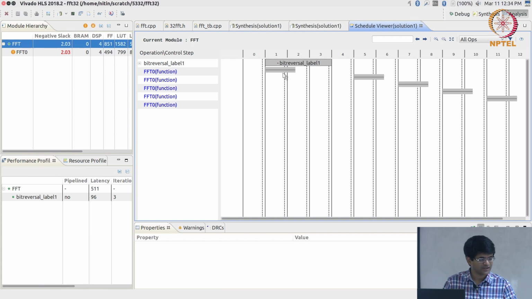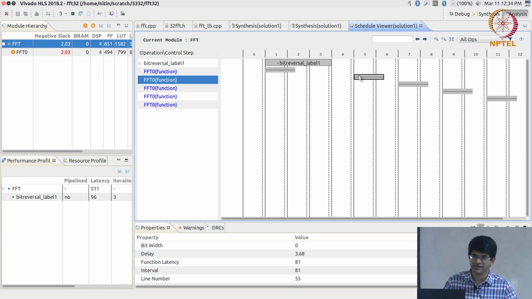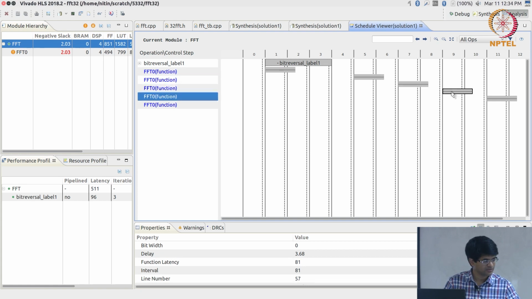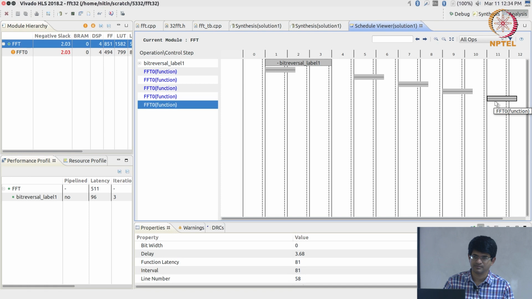The only thing is only after that FFT bit reversal and FFT0, both of them have completed, can the second FFT0 start, then the third one, fourth one, and finally the fifth one. Okay, so it chains them together one after the other.